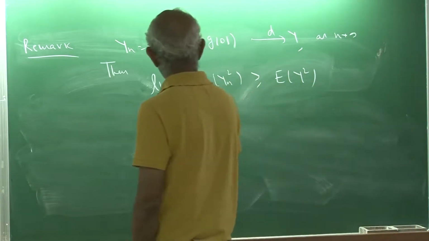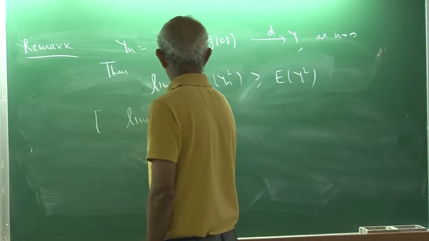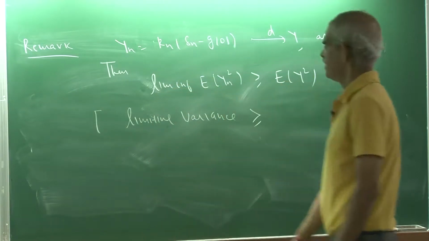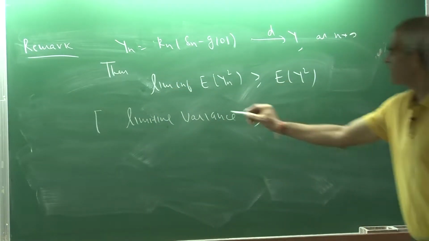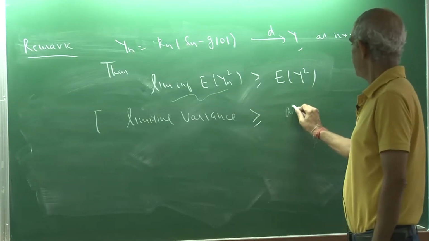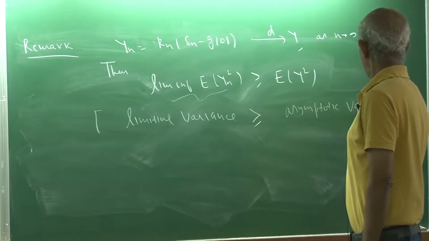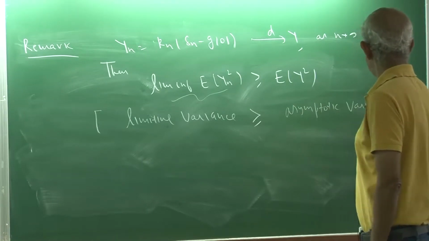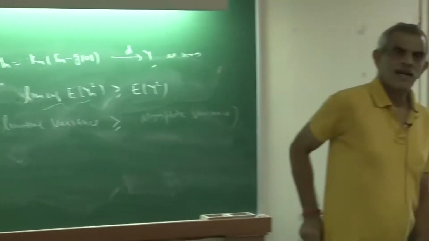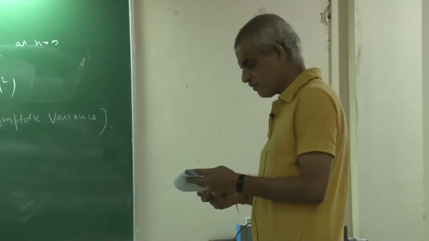So what this says in general is that the limiting variance is always greater than or equal to the asymptotic variance. So in that sense, the two approaches are not the same, even if the moments exist, even if you can talk about a limiting distribution.